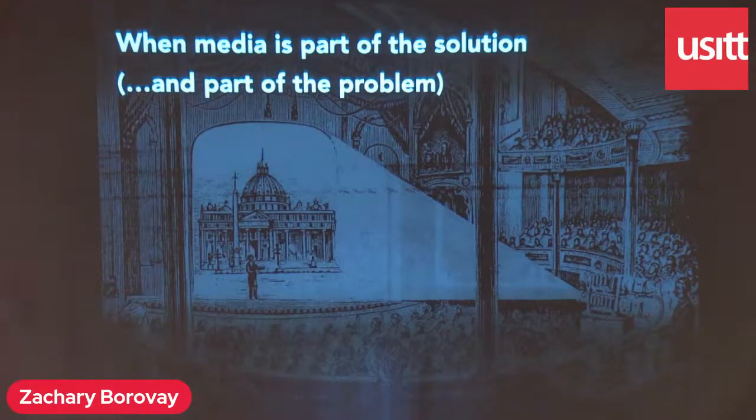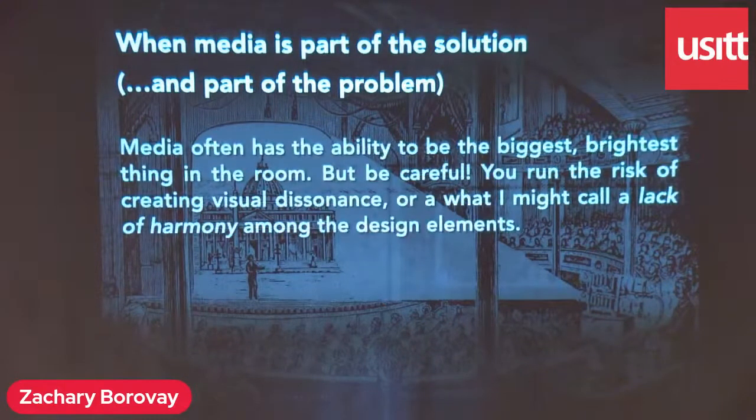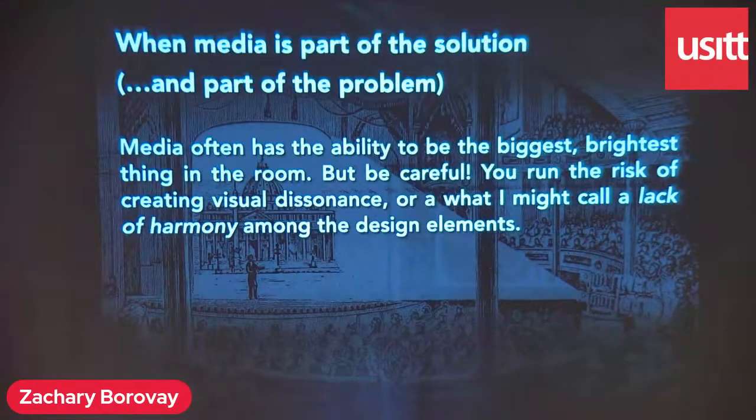So the next thing that I was going to touch upon is this. As media designers, when I started out my career, this was definitely not always the case. But as technology has evolved and prices have become more reasonable, it is very easy for the media to become the biggest, brightest, most distracting thing in the room. And if you create that visual dissonance or a lack of harmony, then like I said earlier, it's very easy to break the world apart by not collaborating.